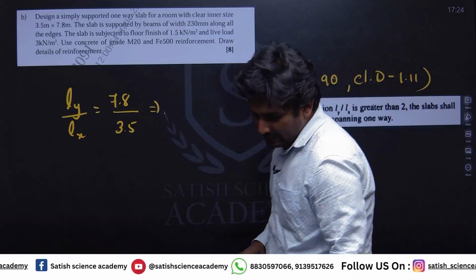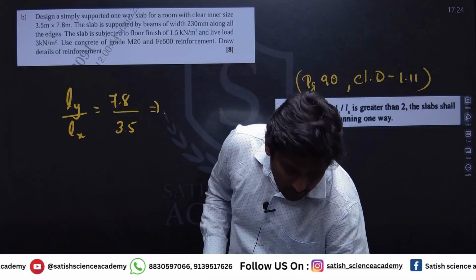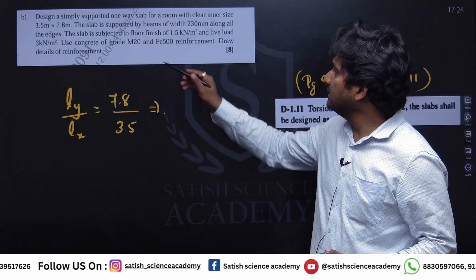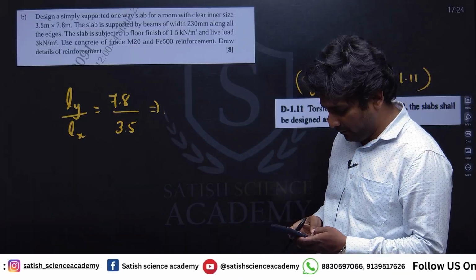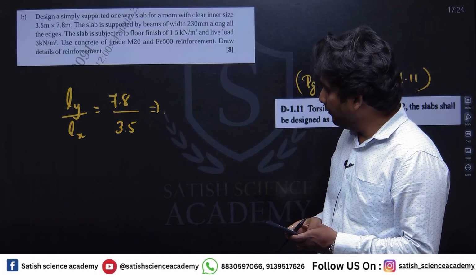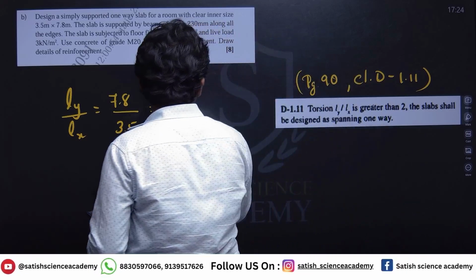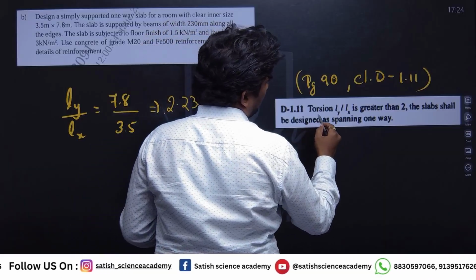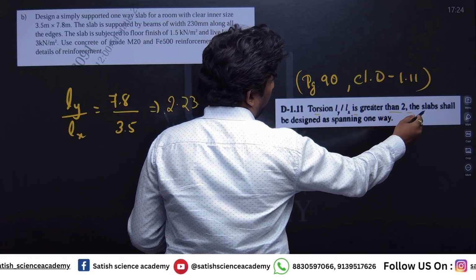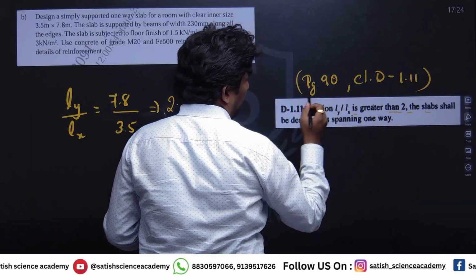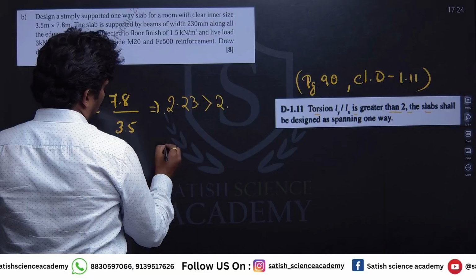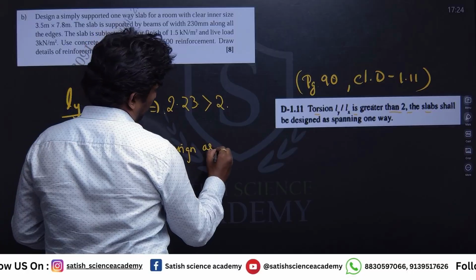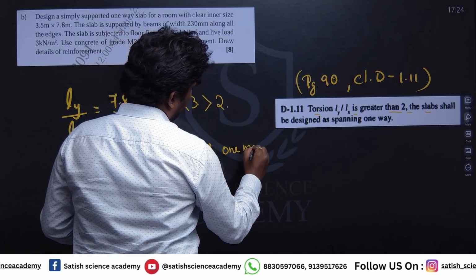Now Ly by Lx ratio, first step is always to determine whether it is one way slab or two way slab. So Ly is 7.8 and Lx is 3.5. 7.8 by 3.5 value is 2.23, which is greater than 2. So Ly by Lx is greater than 2, the slab shall be designed as spanning one way. So therefore design as one way slab.